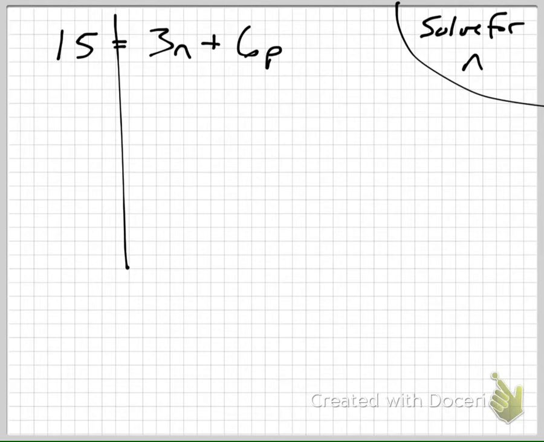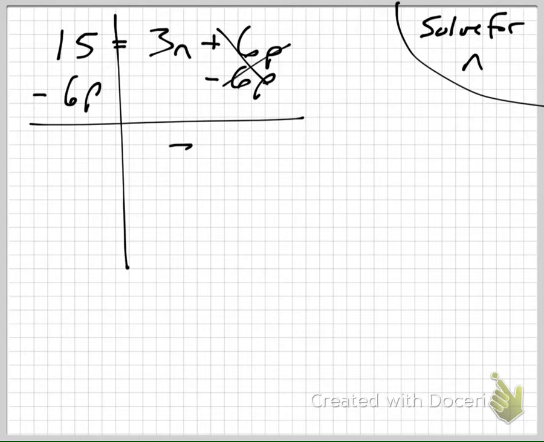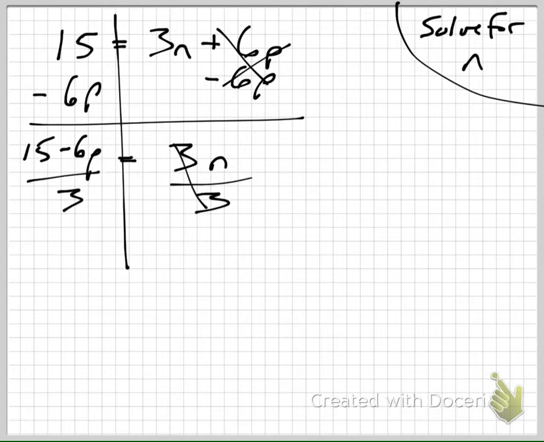Which one do I take care of first, the 3 or the 6p? Why? Reverse order of operations. You go from the bottom up here. We're going to get rid of this plus 6p. So minus 6p, minus 6p. They're gone. Rewrite it. 3n equals 15 minus 6p. Right? Divide by 3, divide by 3. Guess what? n equals 15 minus 6p over 3. And we're done.